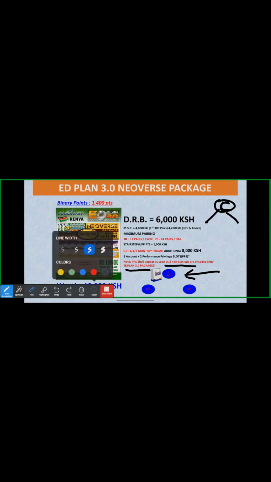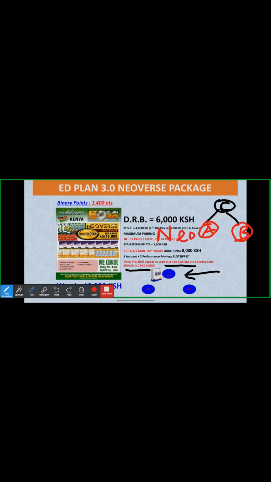But then the moment you connect your first 2 people, let's say connect Anne and Brian, the system will detect that you have connected 2 people who have started with a Neoverse and above. So what will the system do? First of all, itakupea hapo 6,000, alafu utapata 4,800 Kenyan shillings. Sawa. So the moment you get that, do you know what happens?